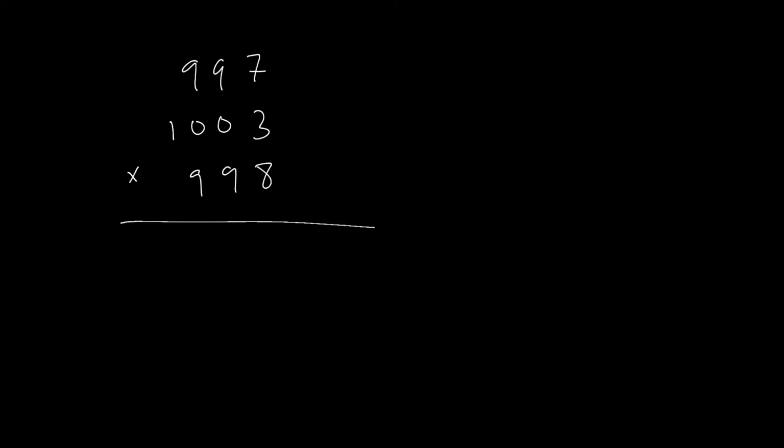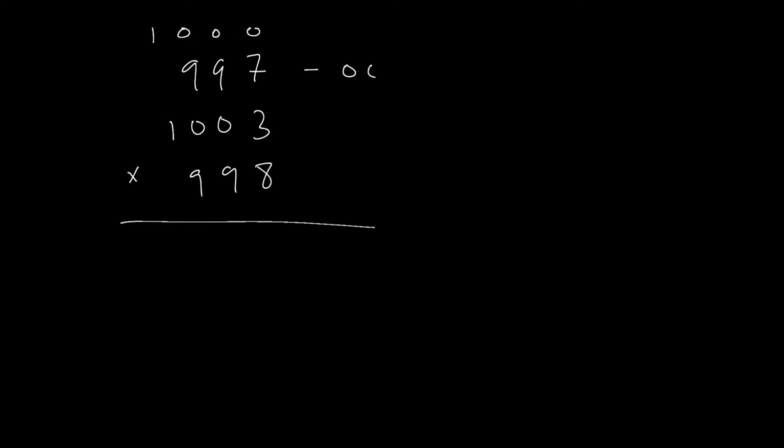Okay, good day. I want to show you this Vedic math trick on how to do multiplication. We have three numbers being multiplied together: 997 times 1003 times 998. This is a multiplication of three numbers that are near a base number. In this case, our base number is 1000, and you can see these numbers are all close to it.